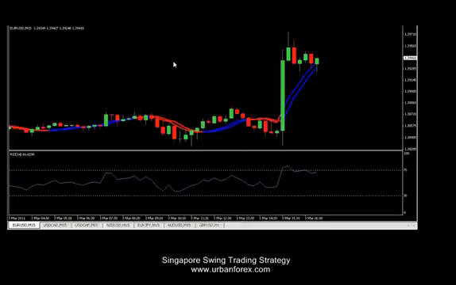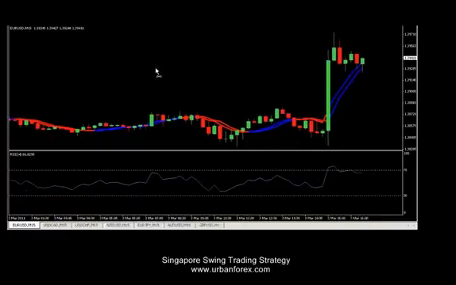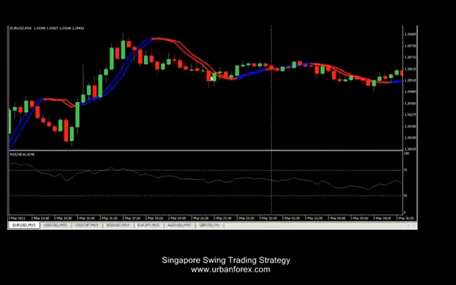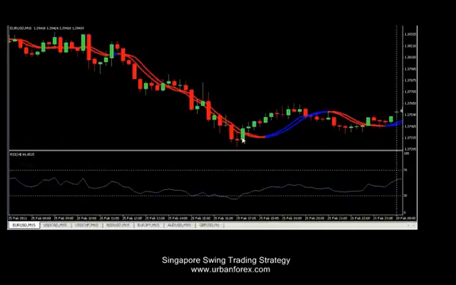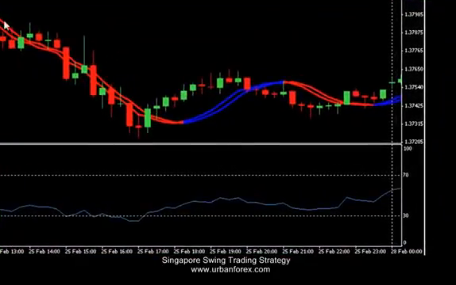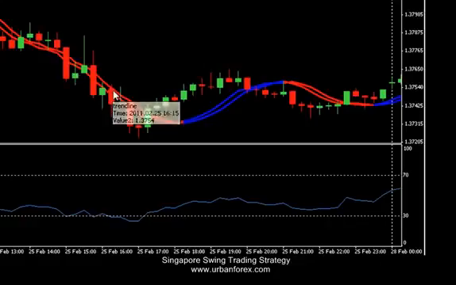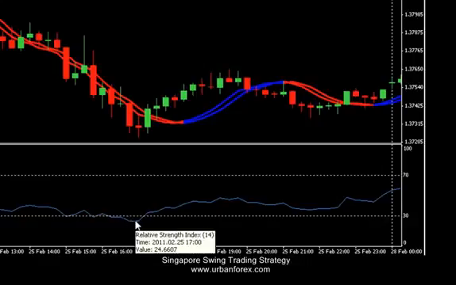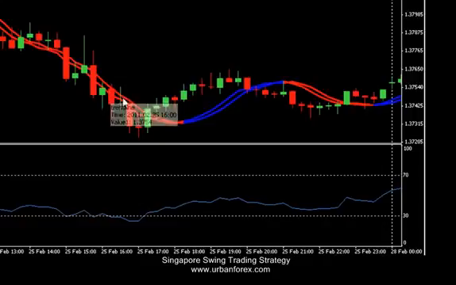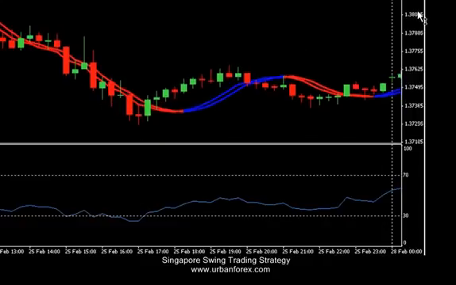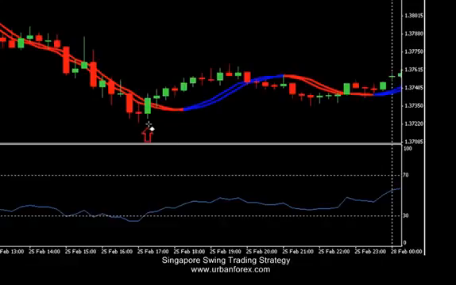Let me show you some examples here. Let's start with the buy example. Let's scroll back and find one. Here we have a buy example. You can see that the market was trending all the way down, giving us these two red moving averages, and down here our RSI started turning down below the 30 level. Once this happens, we want to look out for a candle to break above these red MAs. In this case, we can see that this one did.